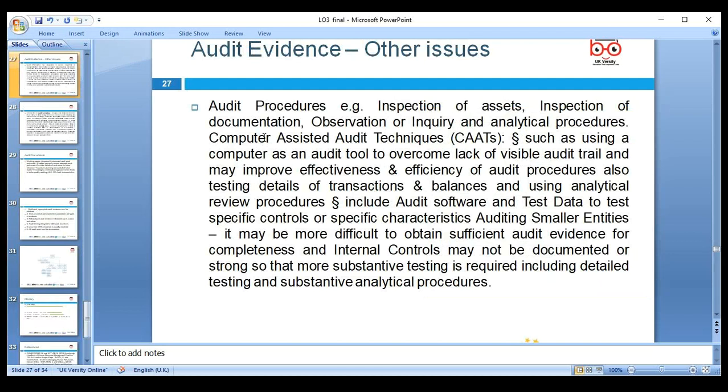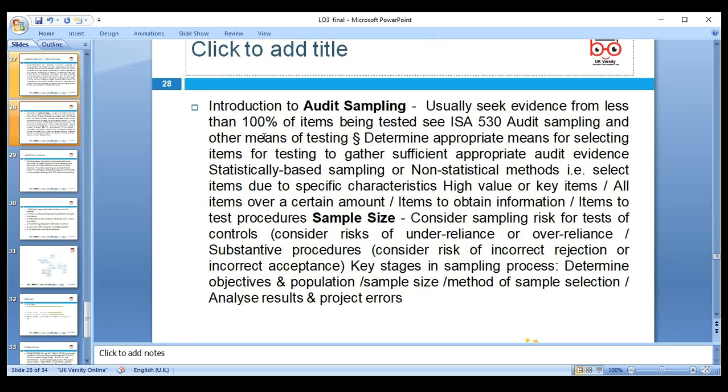Audit evidence procedures include inspection of assets, inspection of documentation, observation, inquiry, and analytical procedures. Computer audit techniques use computer tools to overcome the lack of visibility of the audit trail, like in Sage and various other systems. If anything is missing or there are any errors in the audit trail, we can find it. This makes audit procedures effective and efficient, as well as tests of control. Internal control procedures and system details need to be reviewed as well.